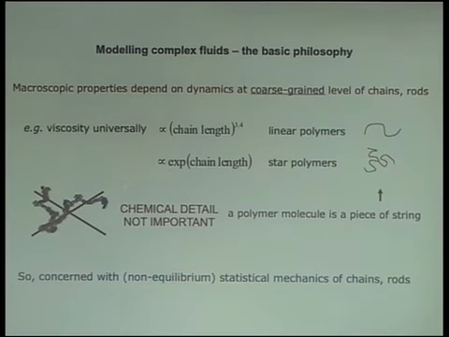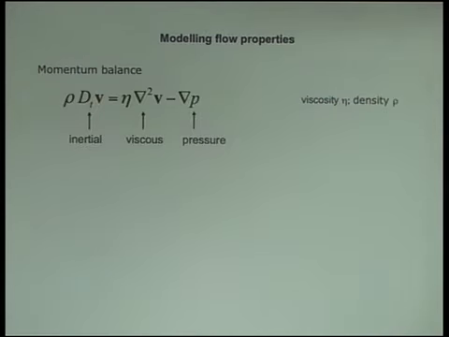So, for example, in polymeric systems, we universally see the viscosity going as a power law of chain length for linear polymers, and universally going exponentially in the chain length for star polymers, independent of the chemical detail of the atoms that make up the polymer chains. Okay, so that's the basic philosophy, and so now let's proceed to put a bit of maths on that.